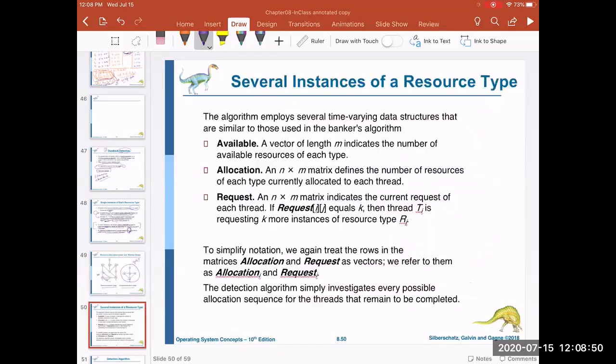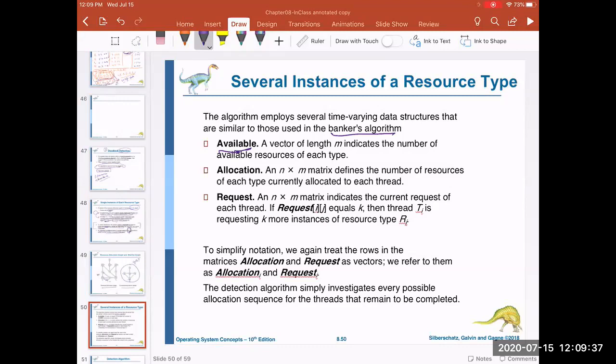Now, if we have several instances of a resource type, how does the deadlock detection algorithm work? The algorithm employs several time-varying data structures similar to what you used in the Banker's algorithm. If you understood the Banker's algorithm, then it is very easy to understand what is happening here. It also maintains an Available vector of length m, which indicates the available instances of each resource type. Then we have Allocation, which is similar to what has been allocated to a particular thread, for which resource, and how many instances.